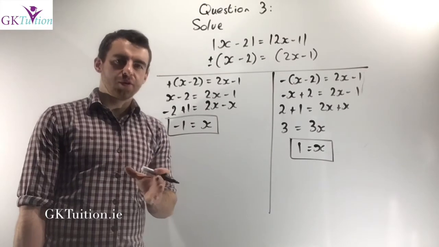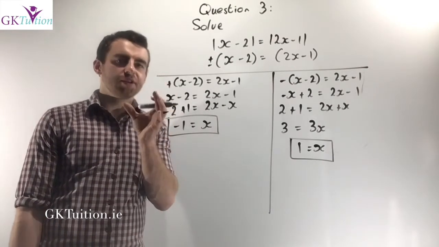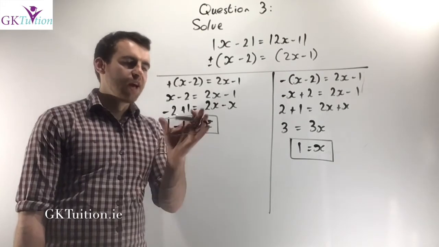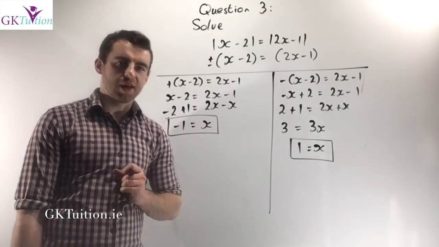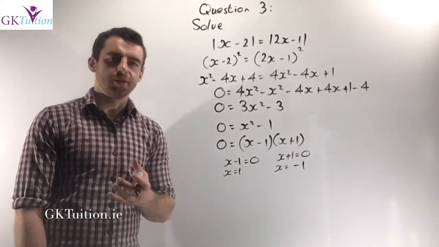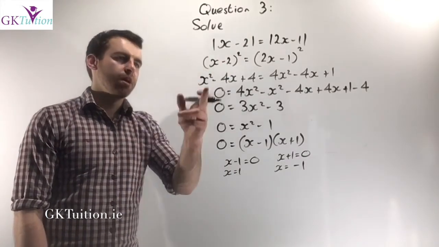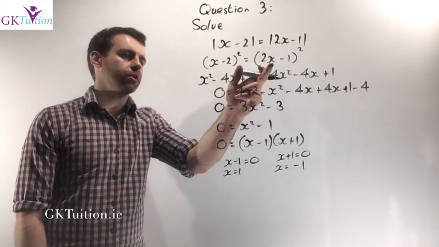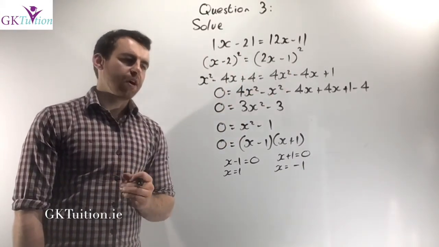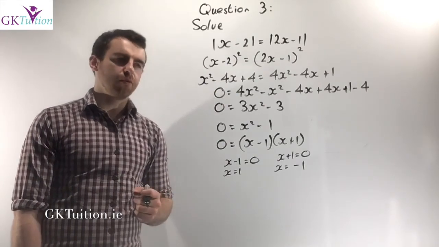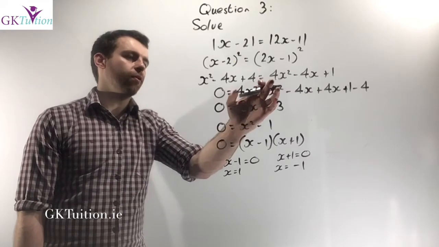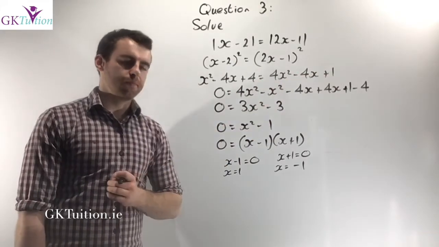But let's have a look at the other possible way, where I could simply square both sides to eliminate my modulus signs, and I should end up with the same answers as I'm getting here. So the alternative is I could have just squared both sides to eliminate my modulus signs. So I get x minus 2 squared equals 2x minus 1 squared. If you multiply x minus 2 by itself, you'll get x squared minus 4x plus 4. While if you multiply 2x minus 1 by itself, you'll get 4x squared minus 4x plus 1.